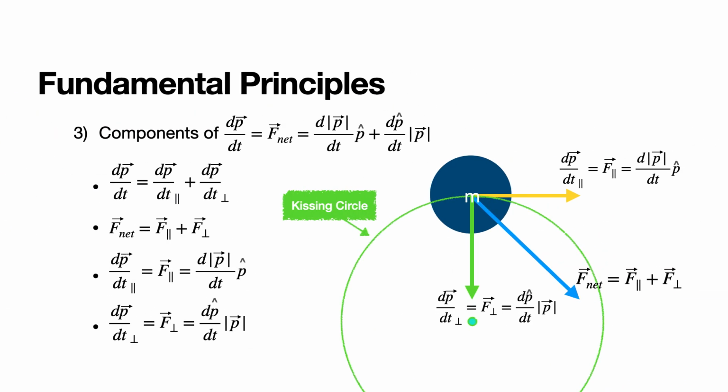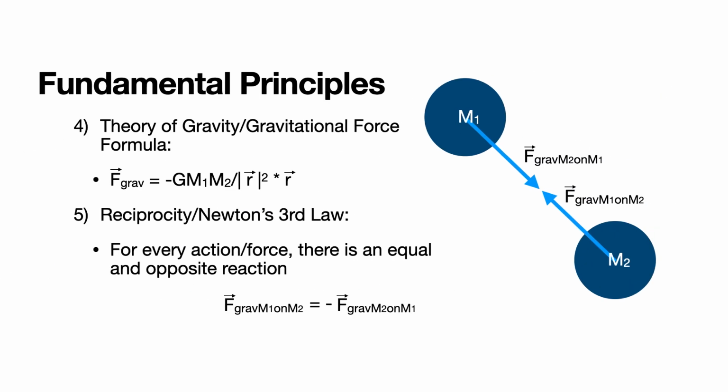Also in this lab, I'll be using the component breakdown of dp/dt, in which dp/dt is broken down into its parallel component that covers the change in magnitude of momentum, speeding up or slowing down, and its perpendicular component that covers the change in direction of momentum and points toward the center of the kissing circle. This lab also involves the theory of gravity that states the force of attraction between two objects is proportional to the product of their masses and inversely proportional to the square of the distance between them, and Newton's third law, or reciprocity, that states for every action there is an equal and opposite reaction.